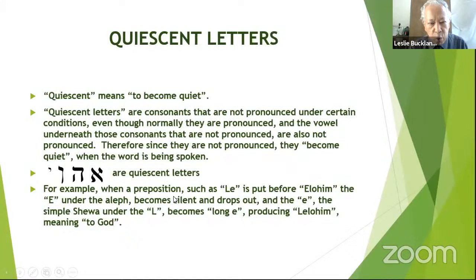But when le is put before Elohim, the E under the Aleph, which is this one, becomes silent and drops out. So the Aleph is not pronounced ordinarily, and the E drops out. The E is removed, it disappears, just leaving the Aleph.